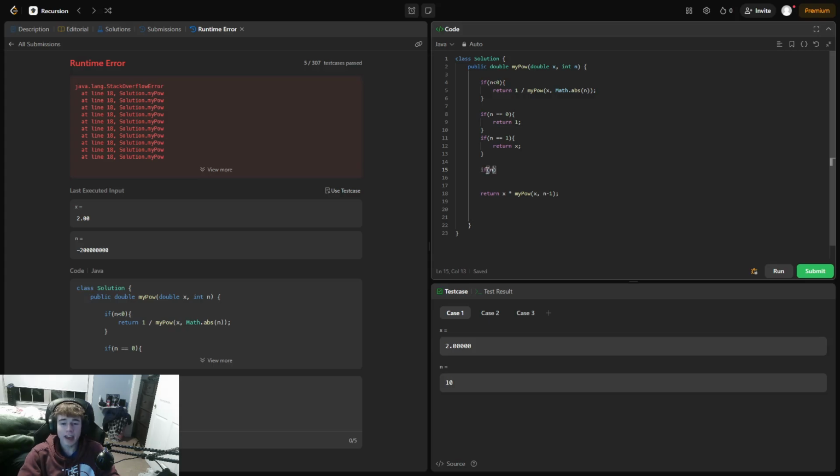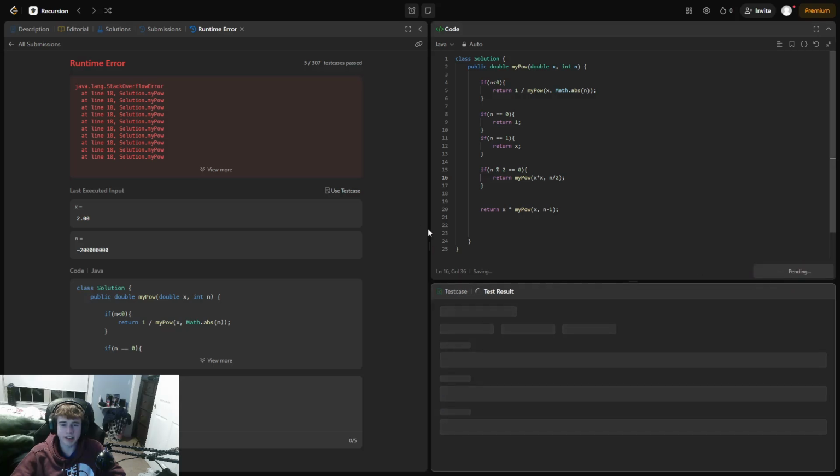So if n mod 2 equals 0, we're going to return myPow of x times x. So this is that factoring out of x squared and putting it right in there. The math is done right there, and it's easy. And now we can do n divided by 2. Okay, now you're probably thinking, this is a little bit confusing, but let's double check if it works.